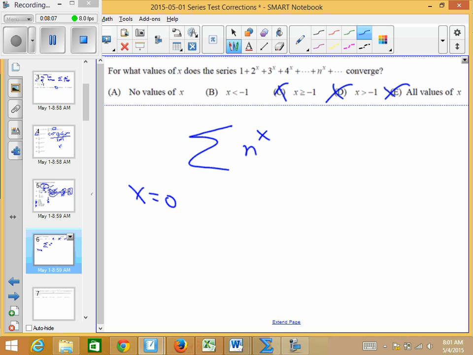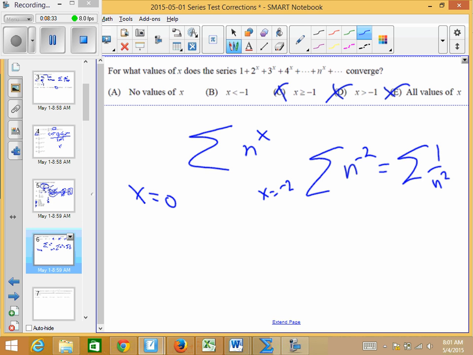Then I just decided to choose a value less than negative 1. That's a good choice. Negative 2. So it's negative 2, and then when I write this, that looks like a certain thing, which is converge or diverge. Converge. So x works for at least negative 2.